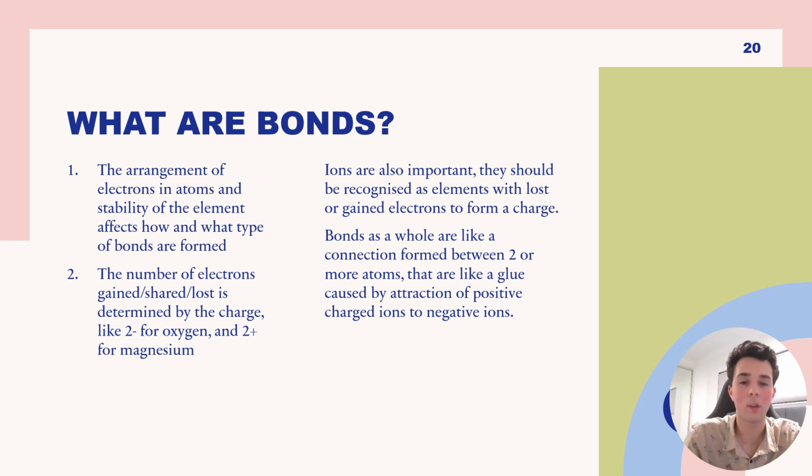Ions are also really important, and you treat them like normal elements, but they have a lost or gained charge. So if they've gained electrons, they have a negative charge. So chlorine, right, when it gains an electron, will have a Cl minus charge. Or when sodium loses an electron, it'll have an Na plus charge, because you can imagine it's gotten rid of a negative, so it becomes positive. Pretty easy to visualize that. And bonds, as a group, are a connection that's formed between 2 or more atoms, and it's like a glue.